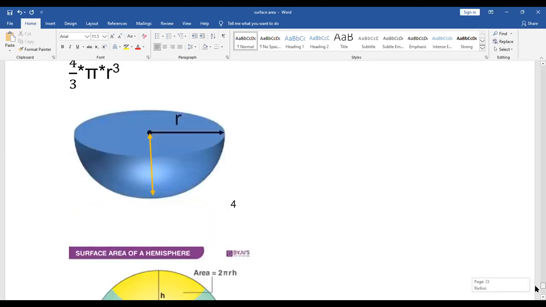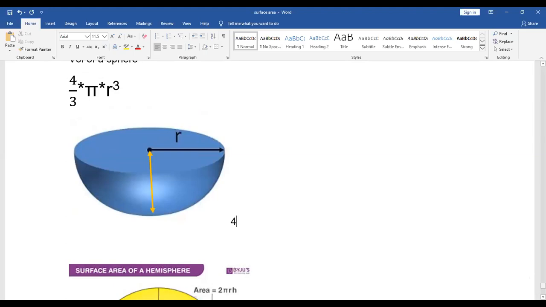But for the hemisphere, it is going to be different. So for the hemisphere, we can use the same one, just a different radius here. So let's say the same hemisphere has a radius of 7 centimeters. Let's say in this hemisphere here, radius is equal to 7 centimeters.